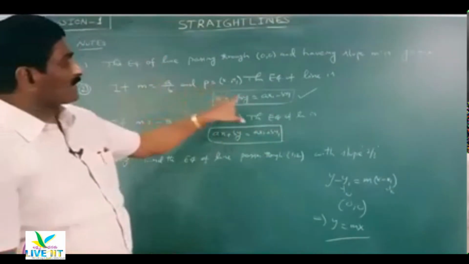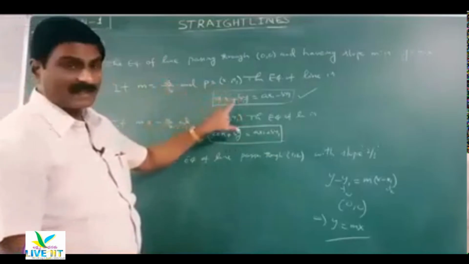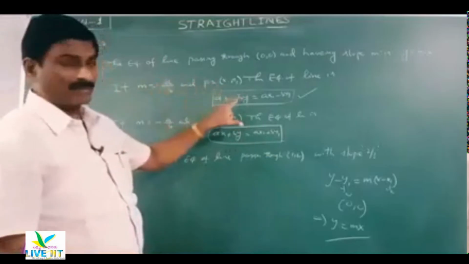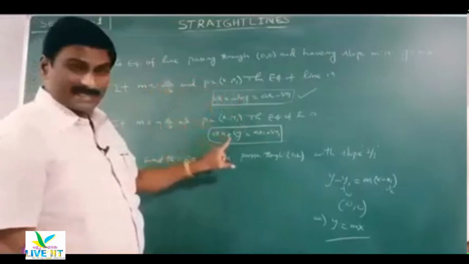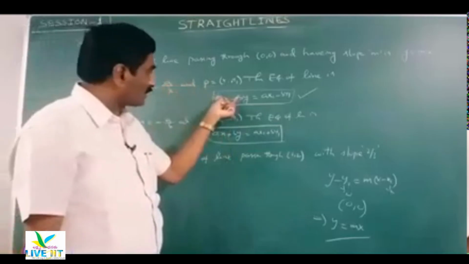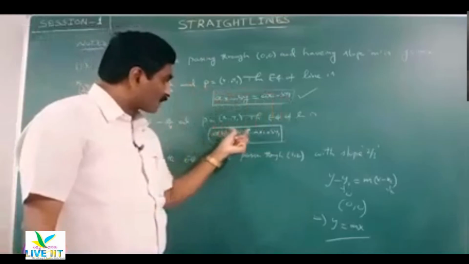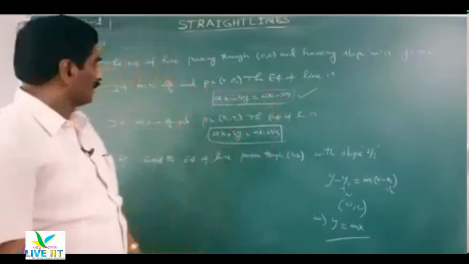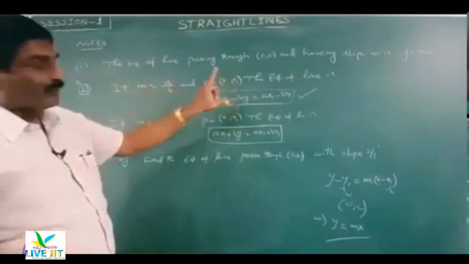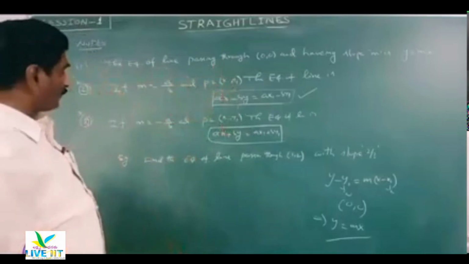If the slope is a by b, we take the opposite sign. A means the x coefficient, b means the y coefficient, and we take a minus sign: ax minus by. Here it is plus, so we take minus. Here it is minus, so we take plus: ax plus by. Please observe that value, and substitute the point x1, y1 in this expression: ax1 minus by1, ax1 plus by1. If the slope and point are given, to find the equation of the line, we simply use these formulas.